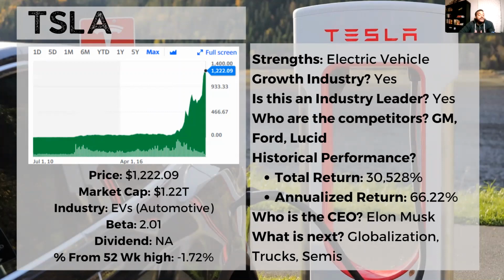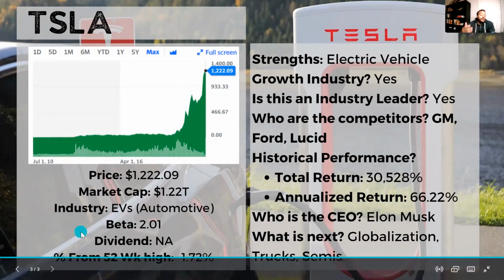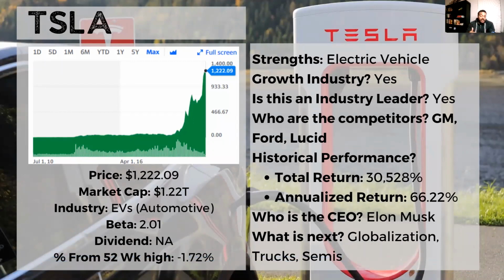Its industry is EVs within the automotive sector. It has a beta of over 2. So what this says is that Tesla is twice as volatile as the normal stock market. That is good and bad. What that means is when the market is down, Tesla may pull back more than the market. But what it also means, and what we've seen from the return of Tesla, is when the market is up, Tesla can be expected to be up twice as much or even more than the stock market.